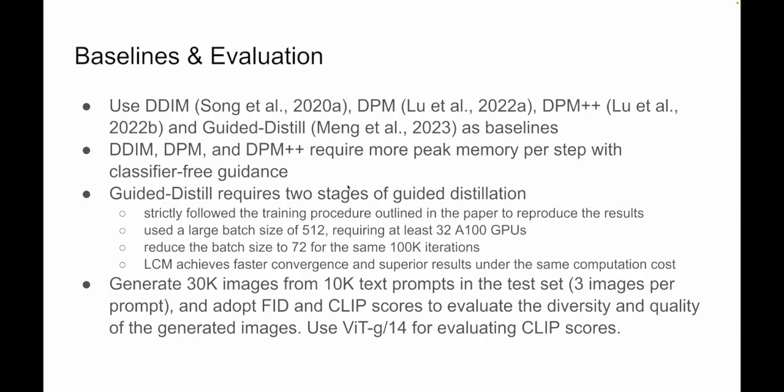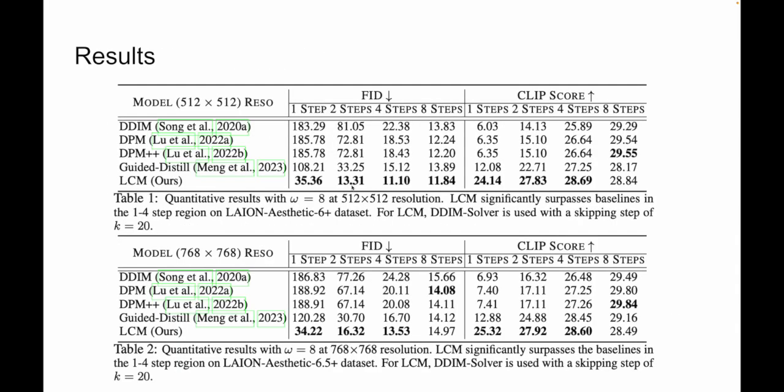They generate 3 images per prompt from 10k prompts in the test set, which means 30k images, and adopt the FID and CLIP scores to evaluate the diversity and the quality of the generated images. They use the ViT-g/14 for evaluating the CLIP scores.